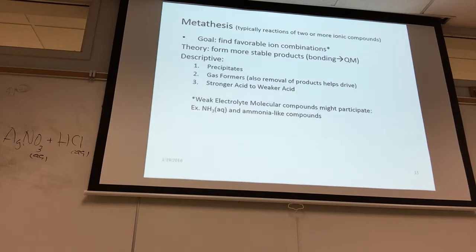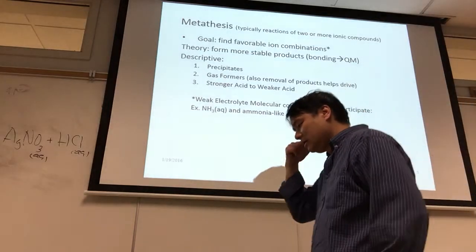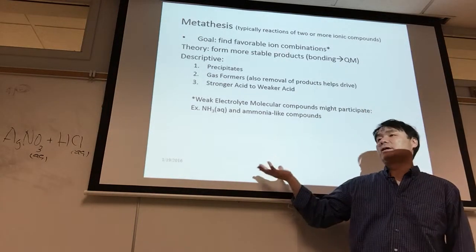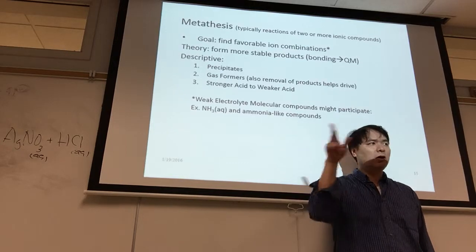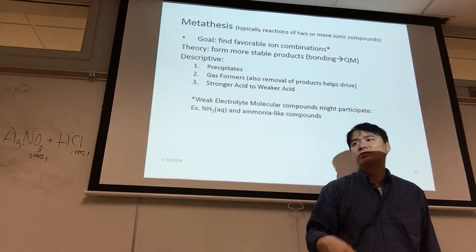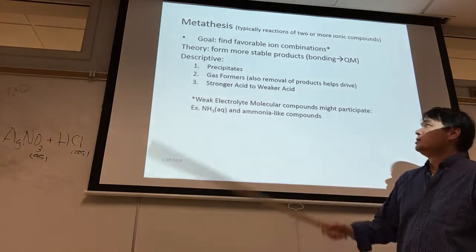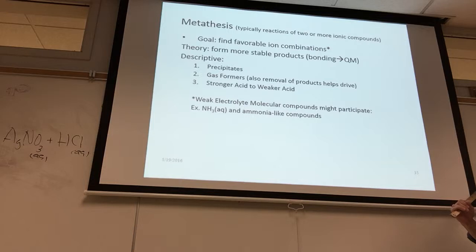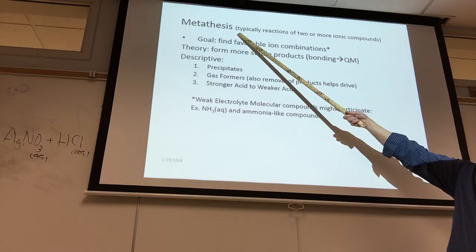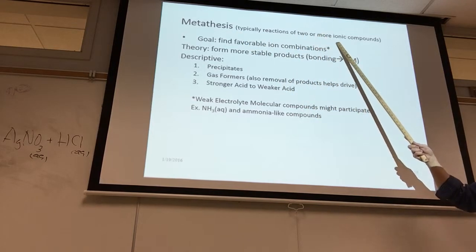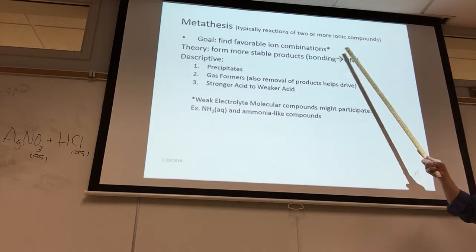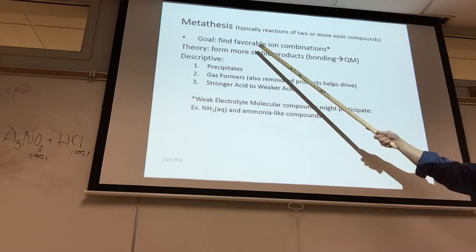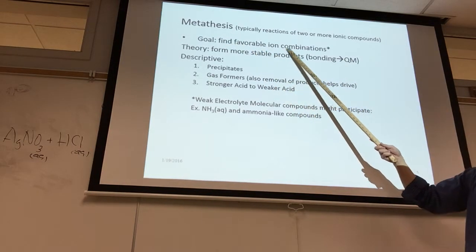Anyway, with all these exceptions, is it really worthwhile doing this? Because the reaction is going to depend on the distinct conditions. Yes, it's worth doing this because then we have a frame of reference, and then we can alter that frame of reference to compensate for high concentrations or whatever else. And so let's take a look at metathesis reactions first, and then we'll look at acid-base and then redox, or redox and then acid-base. I can't remember which one. But looking at metathesis, we're looking at 2 or more ionic compounds or ions or whatever. And the goal is to find favorable ion combinations.